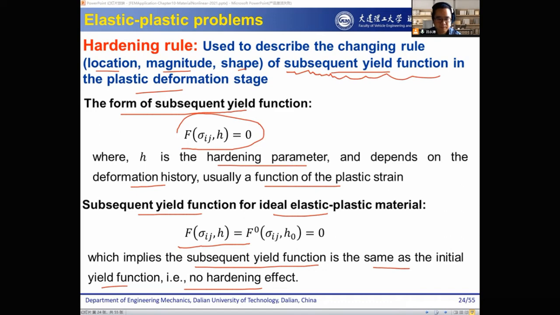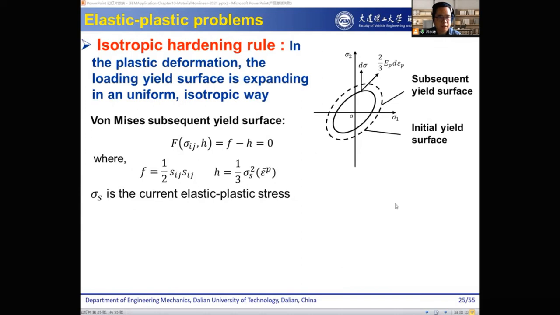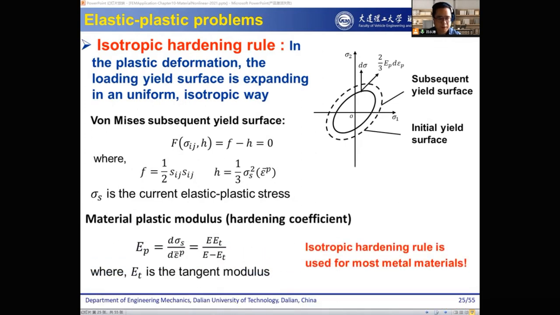And we have many different mechanical models for the hardening of the material. The first is the isotropic hardening. Let me say what isotropic hardening is. In the plastic deformation, the loading yield surface is expanding in a uniform, isotropic way.